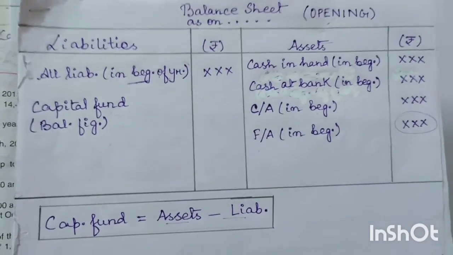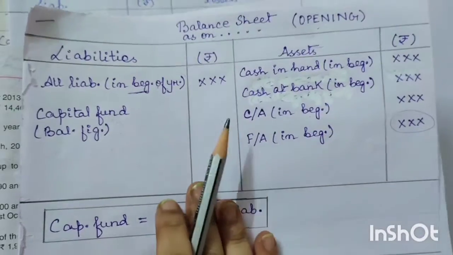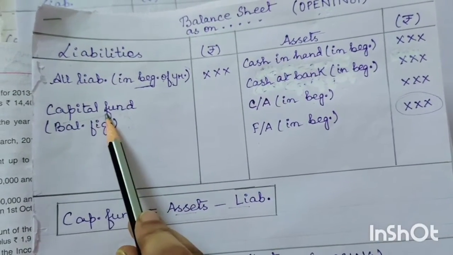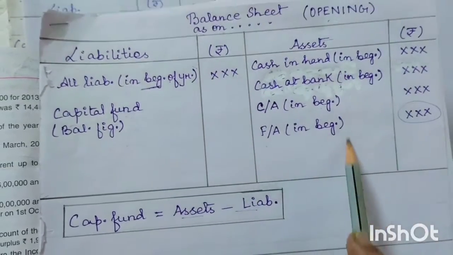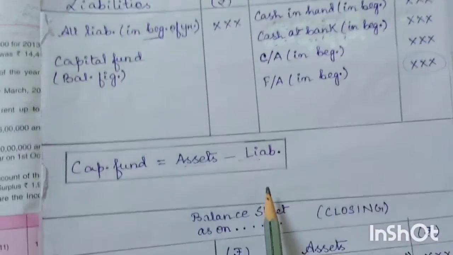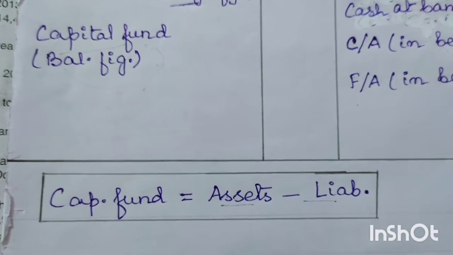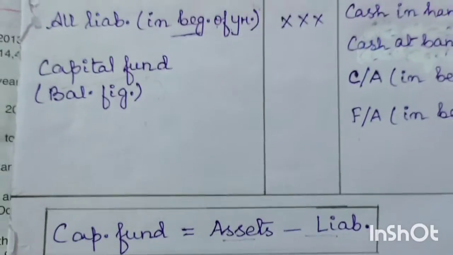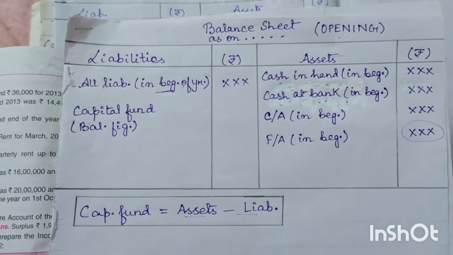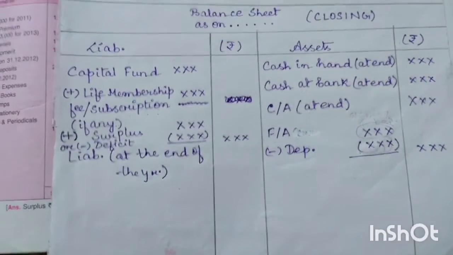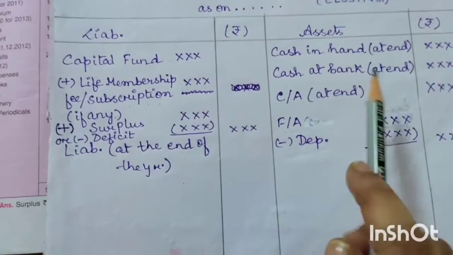Now the most important thing that we calculate in opening balance sheet, that is capital fund. And how do we calculate it? Assets minus liabilities. See here, capital fund is equal to assets minus liabilities. After completing the opening balance sheet, now come to closing balance sheet. Now see, assets and liabilities.